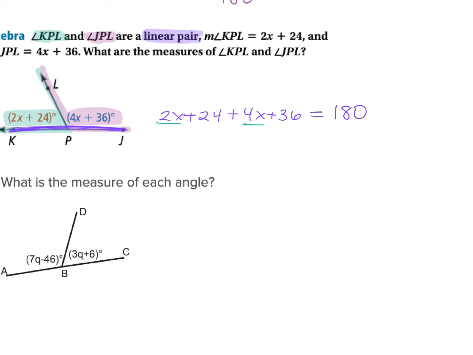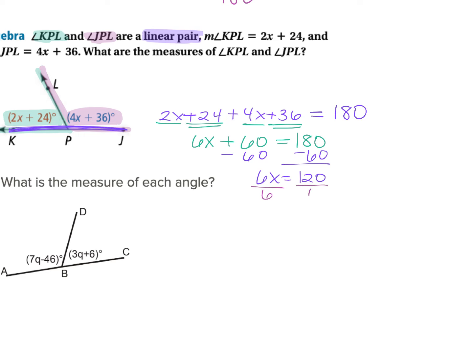So let's simplify that. We get 2x plus 4x is 6x. 24 plus 36 is 60, and that equals 180. What's your next move? Subtract the 60. Take away the 60. So you get 6x equals 120, and then divide by 6. So x is 20.